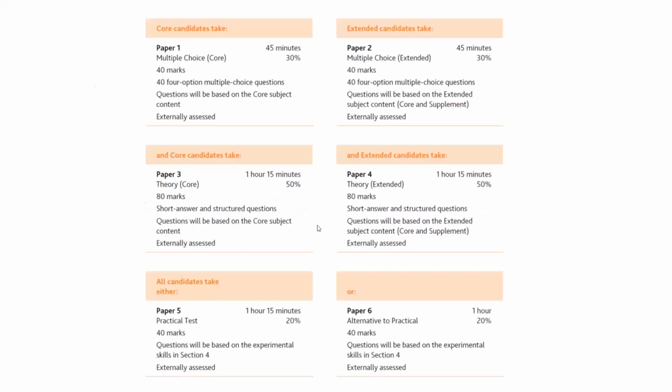Then the papers which we select for extended, the students who are taking the extended part, will select paper 2. Paper 2 is multiple choice questions, MCQs, and about 30% of your result is based on paper 2. The duration for this exam is 45 minutes, and you will find 40 MCQs carrying 40 marks. Then you will select paper 4. The duration for this exam is 1 hour 15 minutes. This is mainly theory, which includes structured questions as well as numericals, and 50% of your final result is based on paper 4.